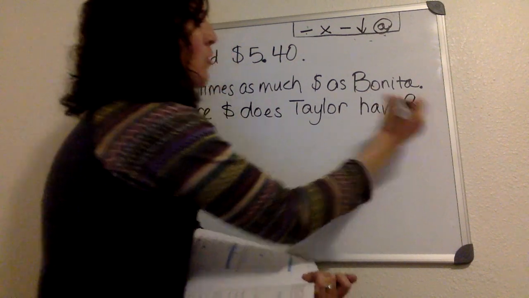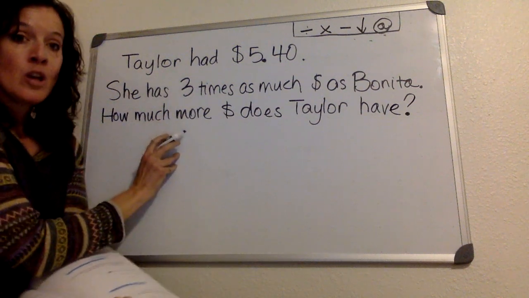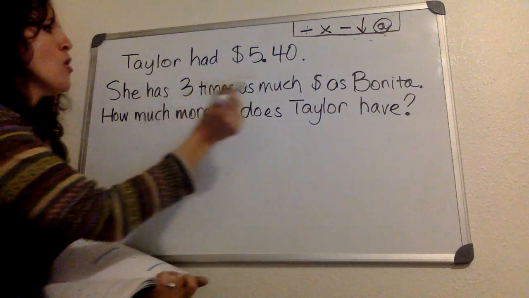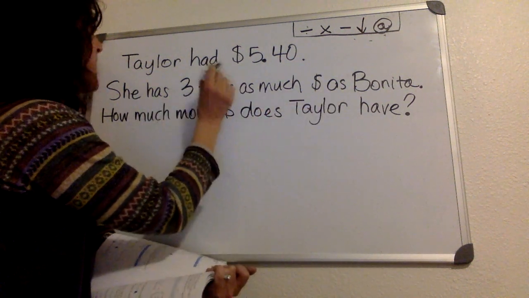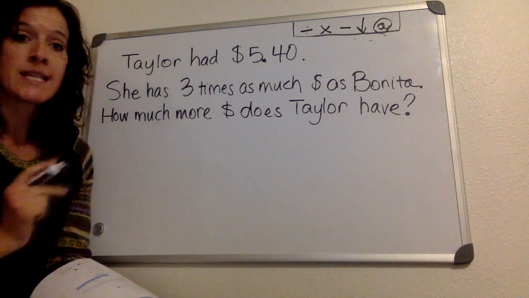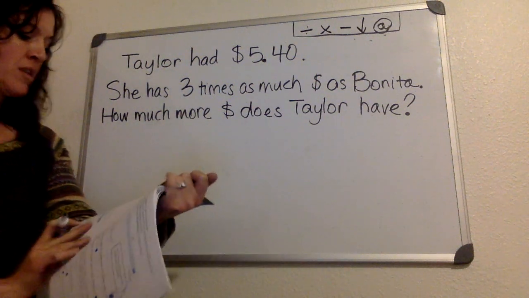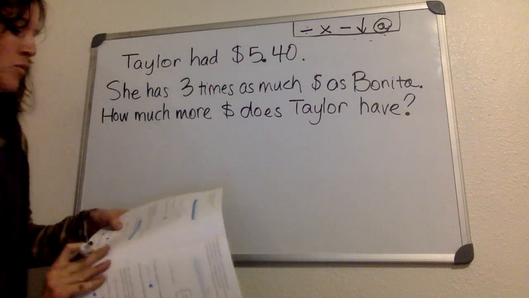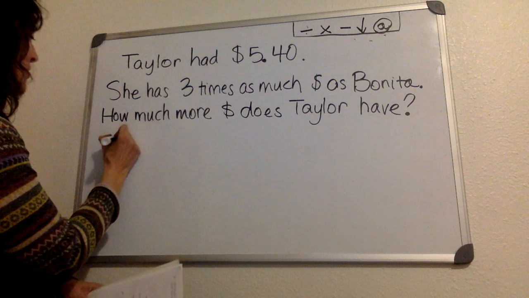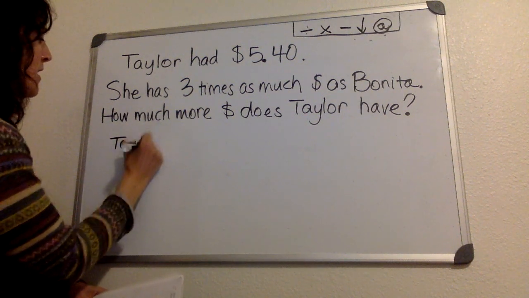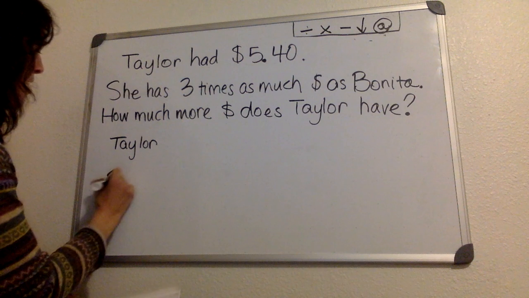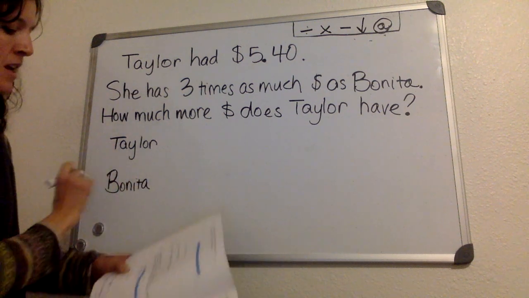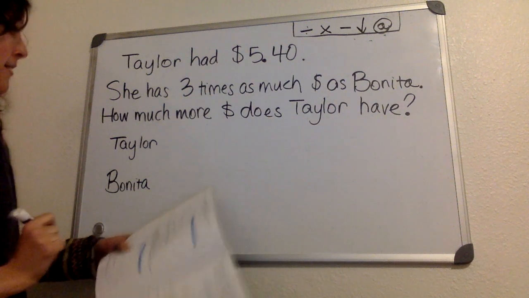Okay? Right now, when you see this, how much more, you know right away that we're comparing something. Yeah, look at this. We've got 2 girls. They each have a certain amount of money. Guess what? This is a comparison model. So it's a little bit different than the one we just did. It is not part whole. Okay, so we've got Taylor and Bonita. Okay, we're going to compare the money that these girls have.